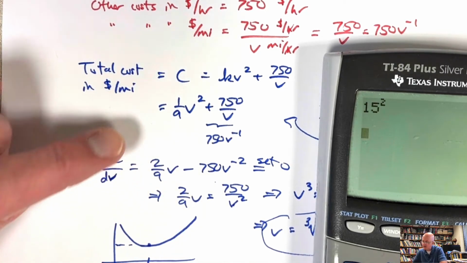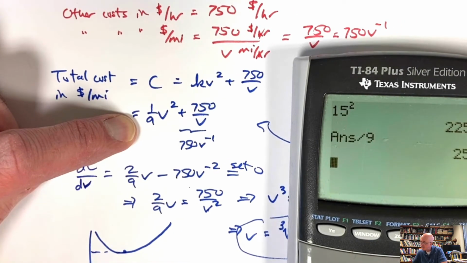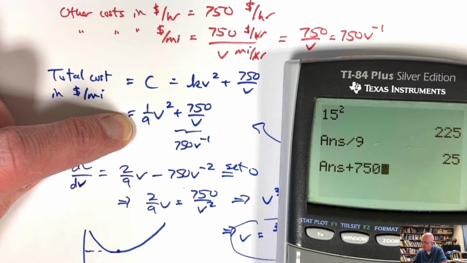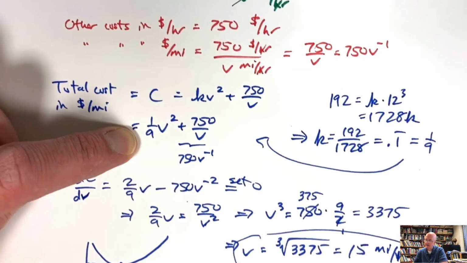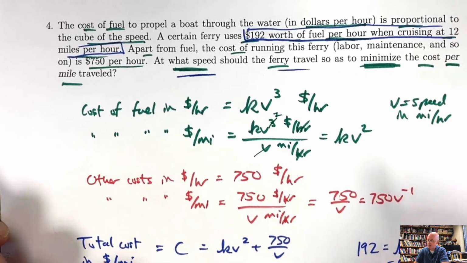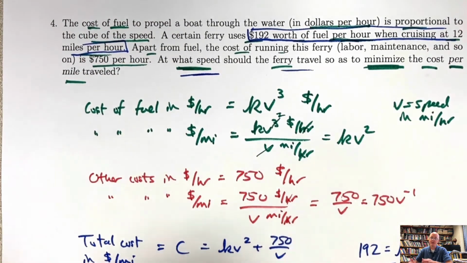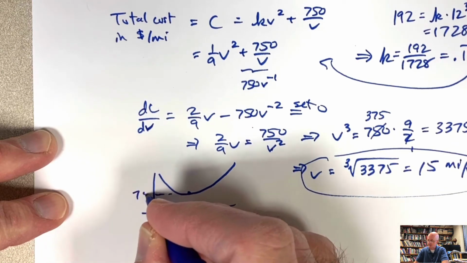Times 1/9 means divide by 9. 25 plus 750 over 15. $75 per mile would be the minimum cost. But realize that's occurring every mile, so if you know how far you travel, you'd also have to multiply by how far you travel to get the total cost overall. And the point on this graph has a second coordinate of 75.